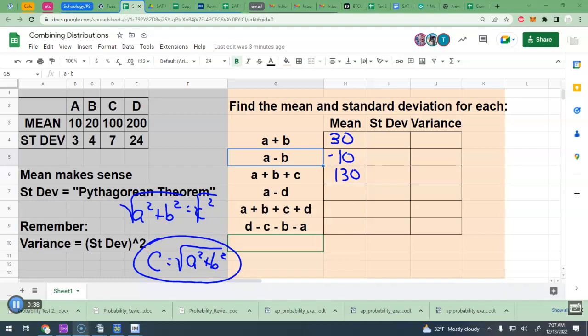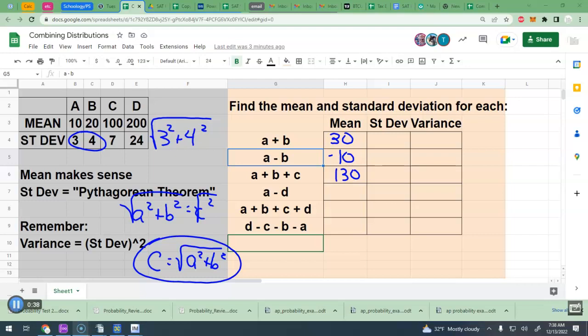So for the standard deviation of A plus B, you take your 3 squared, your 4 squared, add them up, and then square root that answer. That's how you combine standard deviations. So the mean, you do exactly what you think you would do. The standard deviation, you do this Pythagorean theorem thing. And you can do it with more than 2, so we'll do a couple where we're combining more than 2 things.